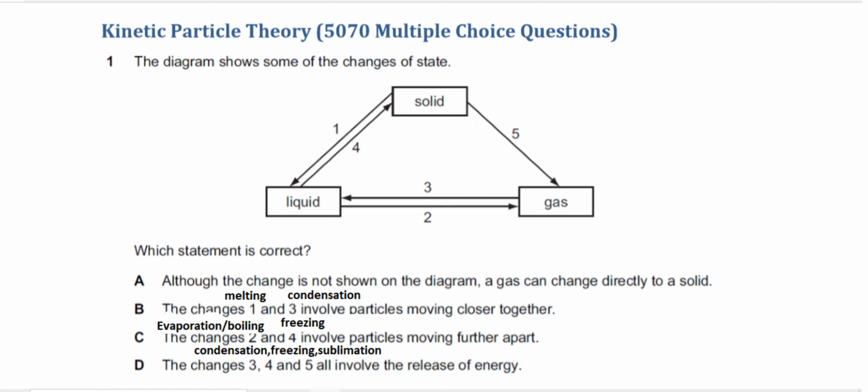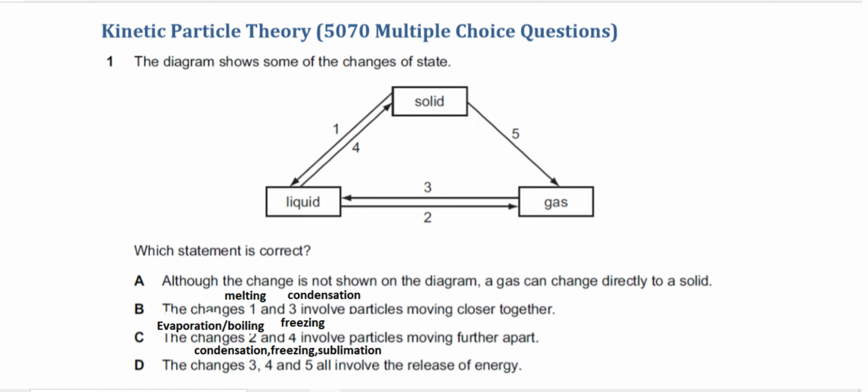In option C, the change 2, which is liquid to gas, is boiling or evaporation. Particles are moving apart. Yes, it's correct. But what about 4? The 4 says that liquid is changing into solid. So whenever liquid changes into solid, the particles go closer to each other, not far. So even C is wrong.